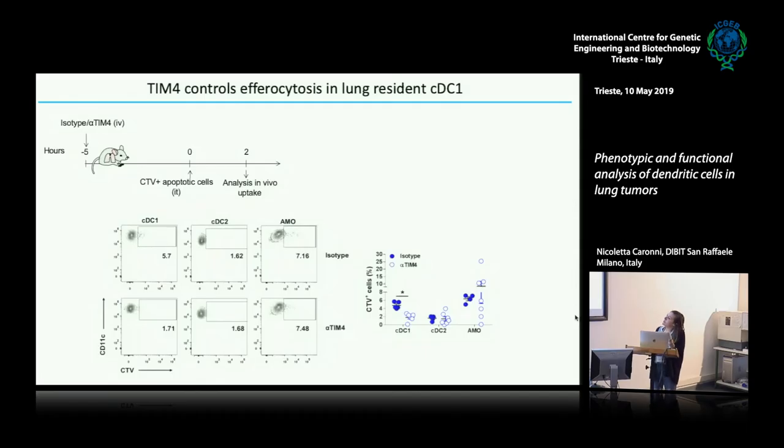And as you can see by the plot and also by the graph, there is a huge decrease in the percentage of CTV-positive DC1 if we block TIM4. And this decrease is selective for DC1. There is no change in the percentage of CTV-positive DC2 or alveolar macrophages when we block TIM4.